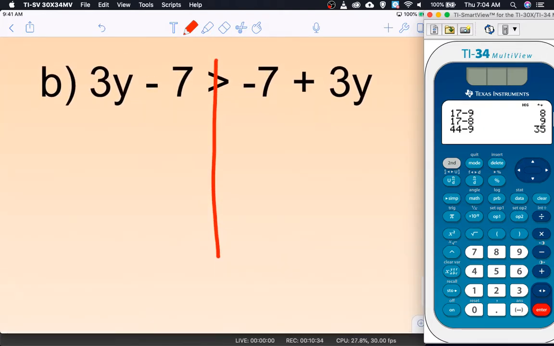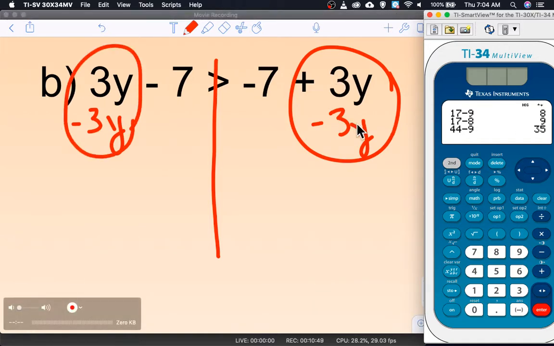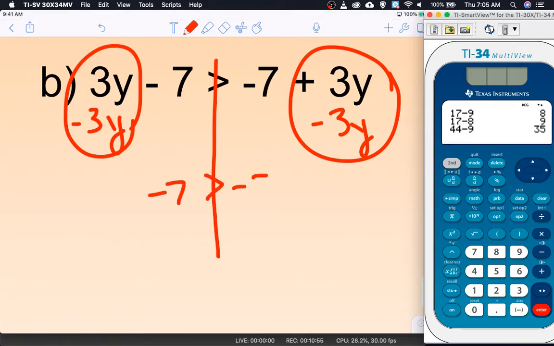Let's see. No parentheses. I can't combine like terms, but I've got the same variable on both sides. So let's subtract the one on the right to get rid of it. That one's also going to cancel. I mean, 3 minus 3 is 0. I got -7 is less than -7.